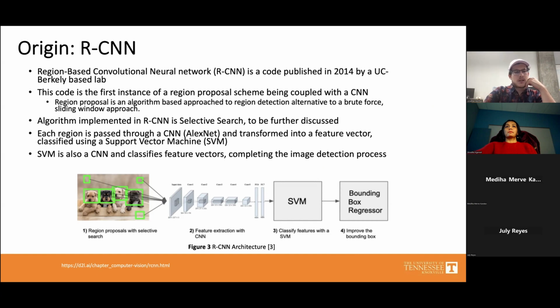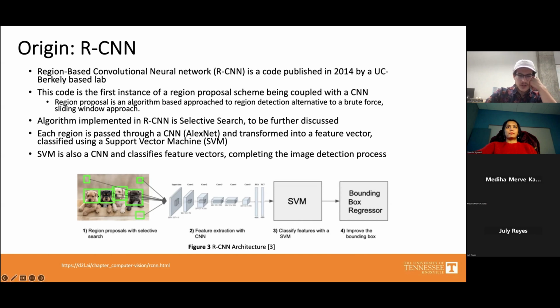The way that regions are selected in RCNN is through an algorithm called selective search. I'll discuss that a little bit further. But basically, each region that is selected with selective search is passed through a CNN. They used AlexNet in this case. It's transformed into a feature vector. And then this feature vector is passed through an SVM, a support vector machine, and that's what tells you what this feature is, and which box it's within. SVM is also a convolutional neural network, and that's why it's able to be used for feature detection.